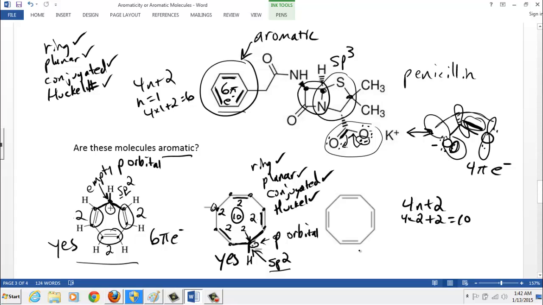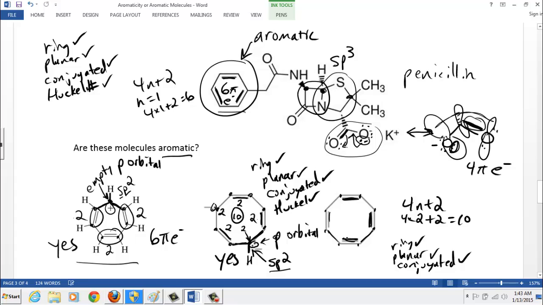Alright, the last guy here. What have we got here? Oh, definitely a ring. Is it planar? Check, it's a ring. Planar. Well, everybody's sp2 hybridized. So, probably. Is it conjugated? Yeah. It's alternating. Double, single, double, single, double, single, double. Everybody's got a p orbital. So it's conjugated. Does it have a Huckel number?